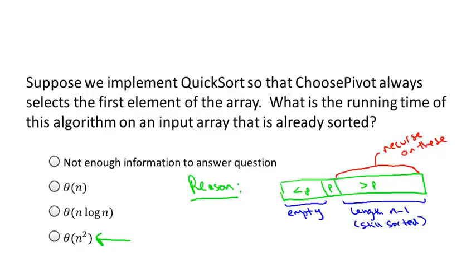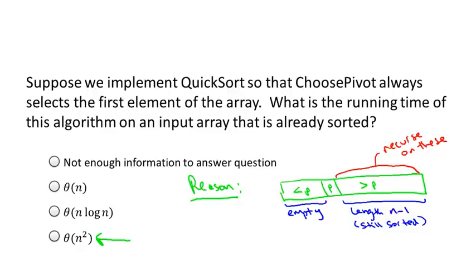At the next recursion level, we recurse on an array of length n minus 3, then n minus 4, then n minus 5, and so on, until finally, at a recursion depth of roughly n, we get down to just the last element, n. The base case kicks in, and we return that, and quicksort completes. So that's how quicksort is going to execute on this particular input with these particular pivot choices.